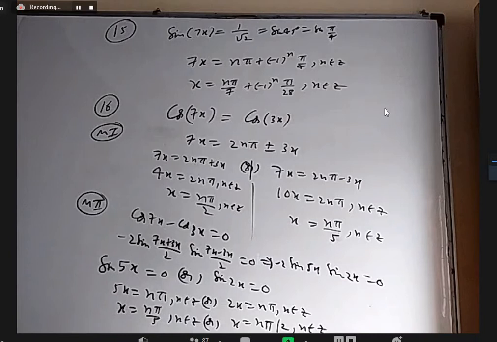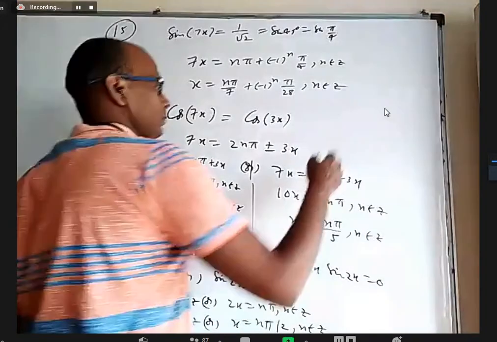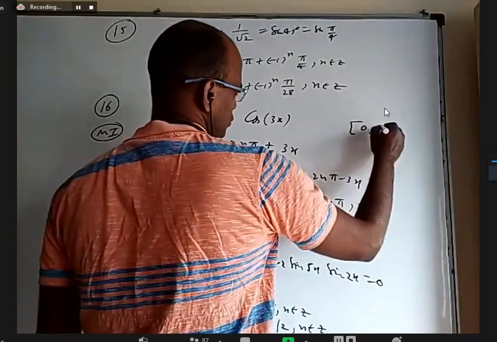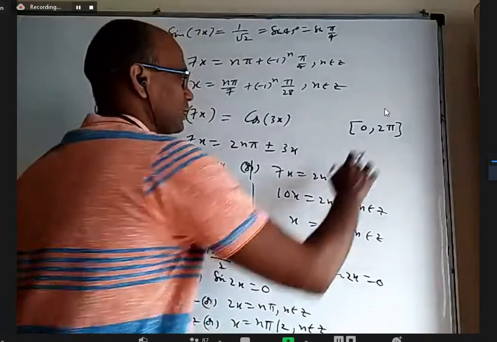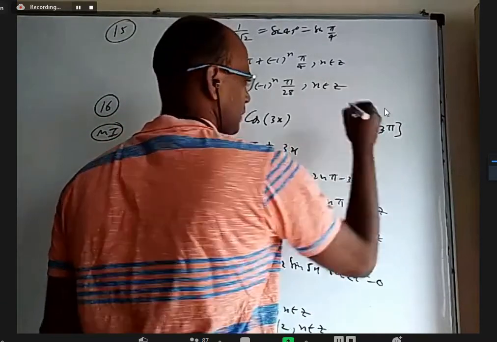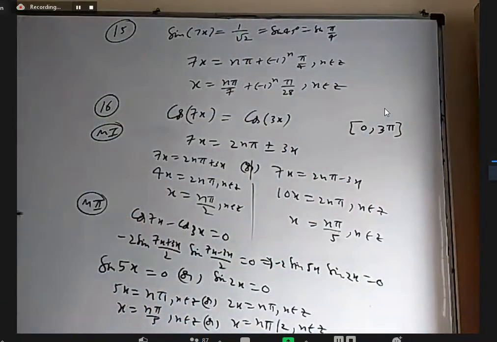Let us see if somebody can tell this correctly. Between 0 to 2 pi, or let us take 3 pi, whatever. Between 0 to 3 pi, how many solutions does this equation have? Same question. Cos 7x equal to cos 3x. How many solutions does it have between 0 to 3 pi?